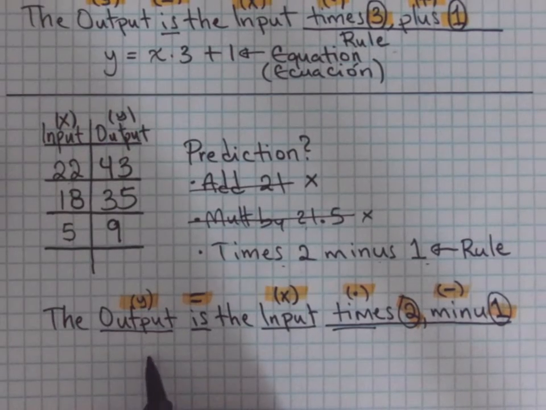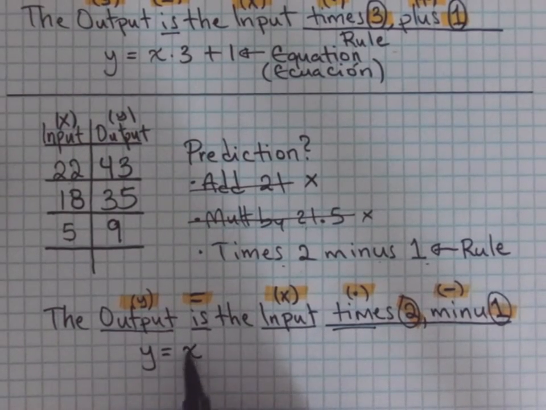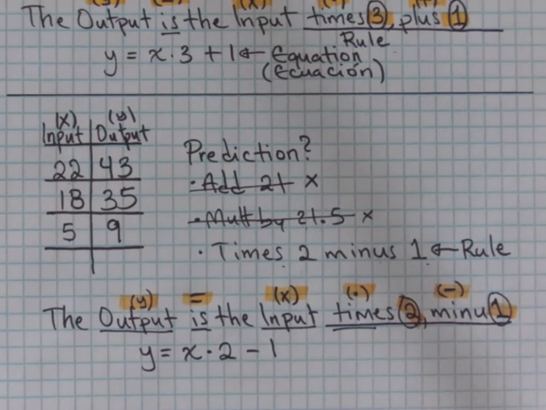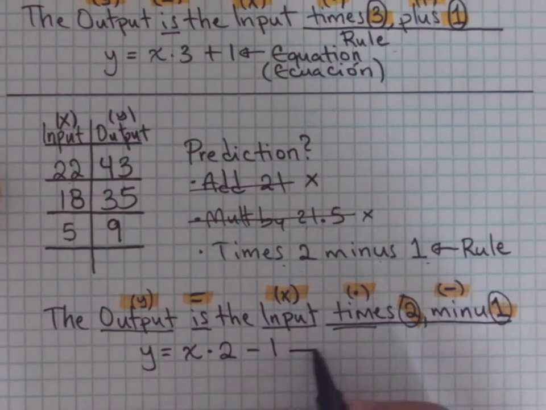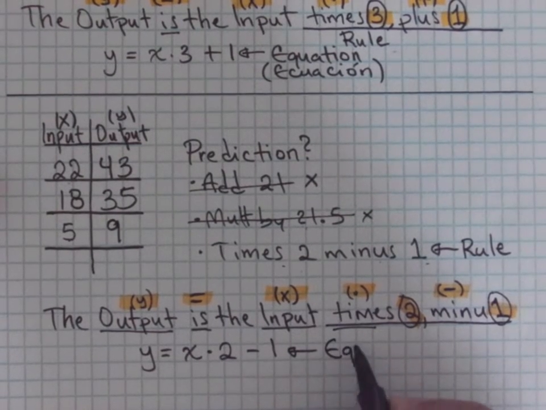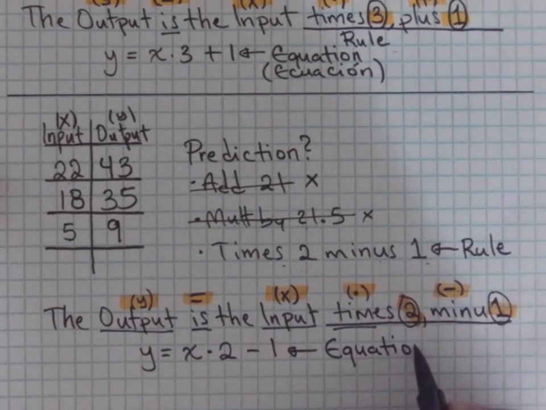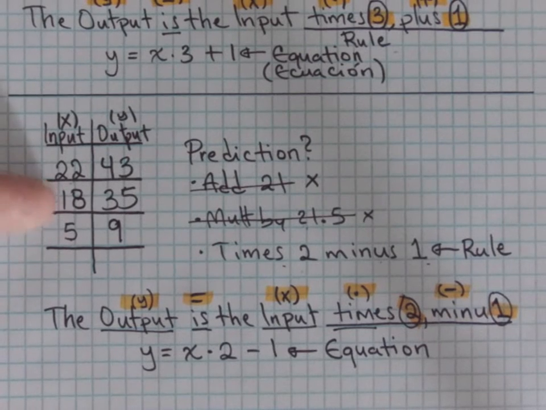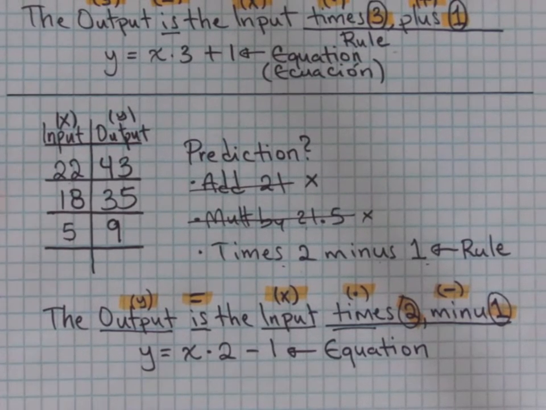Y ahora puedo terminar diciendo y equals x times 2 minus 1. And this is, of course, my equation. Ya con esto tengo la ecuación que necesito. Y de esta ecuación puedo hacer mucho más matemáticas. I can do a lot more mathematics just with that equation, which we're not doing yet. We're just doing it in pieces right now. And then what I want to do here is 22, 18, 5, and I want to remind you of something I said earlier.